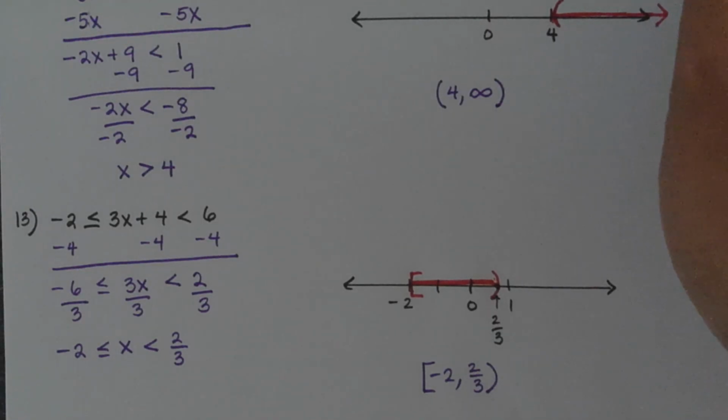All right, now problem number 14. Now 14 and 15 deals with absolute value inequalities, and your inequality symbol will tell you which case you're going to have to use. So for problem number 14, I have the absolute value of 3x minus 1 is greater than or equal to 5.